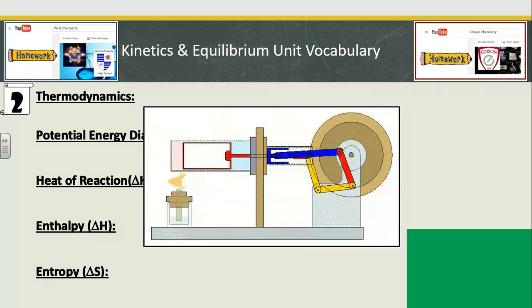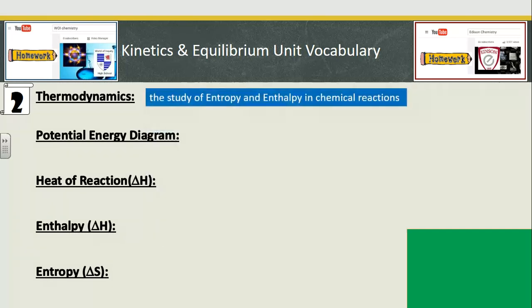Thermodynamics is a big scary word, and this is a picture of what they call a heat engine or a steam engine. Thermodynamics is simply the study of entropy and enthalpy, so heat and randomness and disorder in chemical reactions. Thermodynamics describes why reactions occur, and that's why we put the word in here.